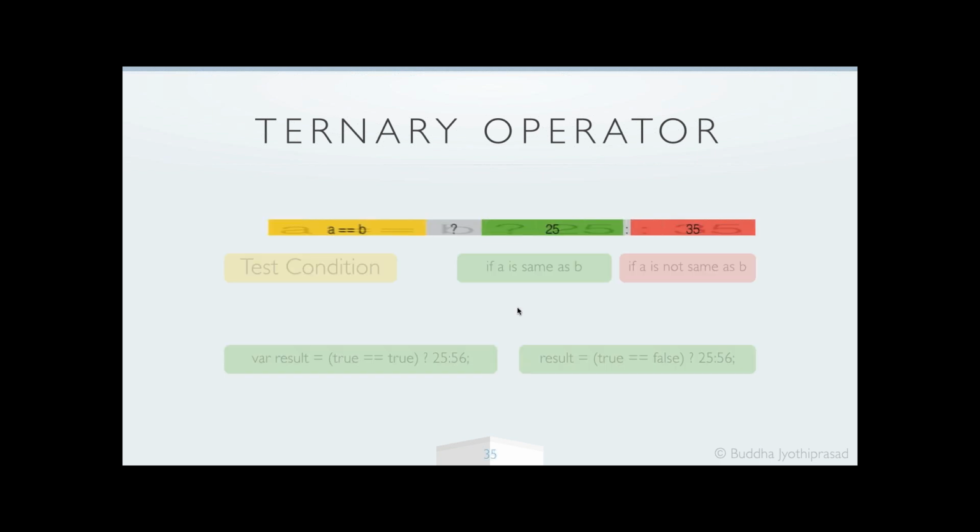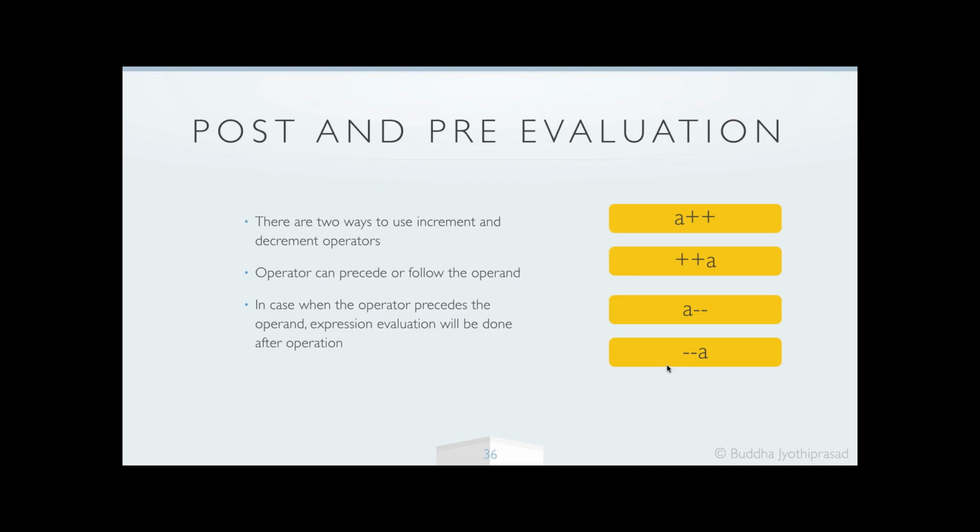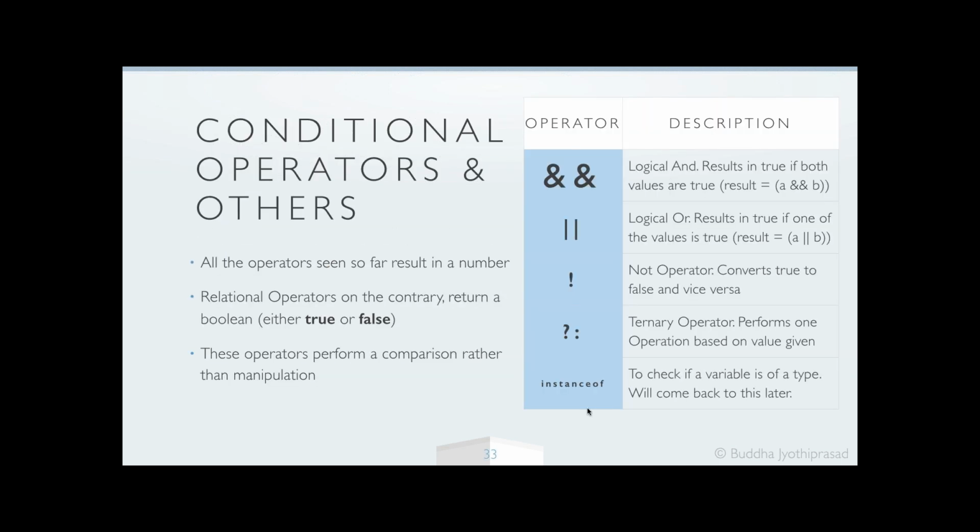So this is the testing condition. Okay, so if A is same as B, 25 will be returned, and if A is not same as B, 35 will be returned. So we can use in statements like this, where result equals to true double equals to false, 25 colon 56. So the value in the result will be 56 because true is not equals to false. Okay, so in such simple cases, when we have to use if and else to actually assign a variable based on a certain boolean condition, we can use this ternary operator. Okay, so there is another operator which I have not discussed about, that is instanceof operator, which I will discuss later.